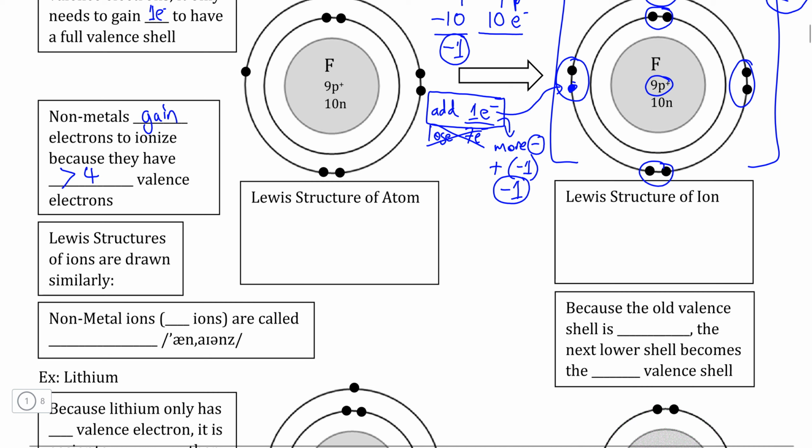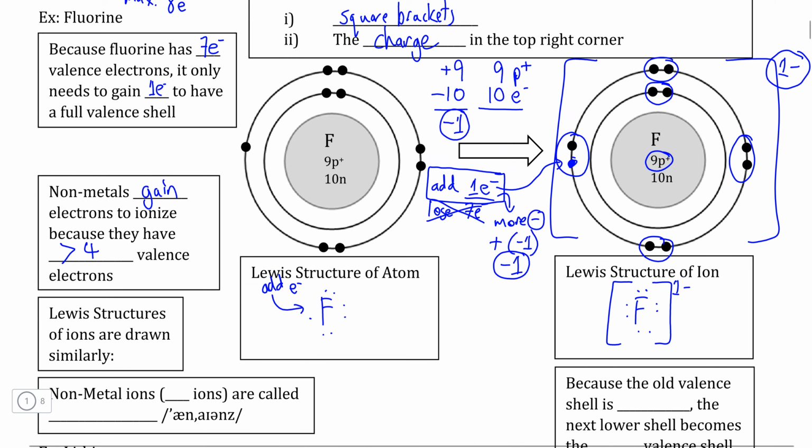Now, because all of the changes that are done to an atom when it forms an ion are done to the valence shell, very often, instead of drawing the full atom out like this, we simply draw the Lewis structure. So fluorine starts with 7 valence electrons, as we see here, and if we add 1 electron in order to give fluorine a full outer shell, we can draw the ion like this, along with the square brackets to show that its valence shell is full, and the charge to show whether fluorine has gained electrons or lost electrons in order to form an ion.